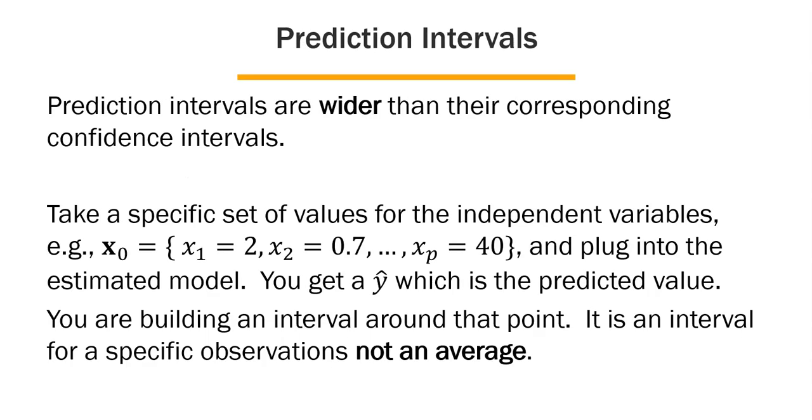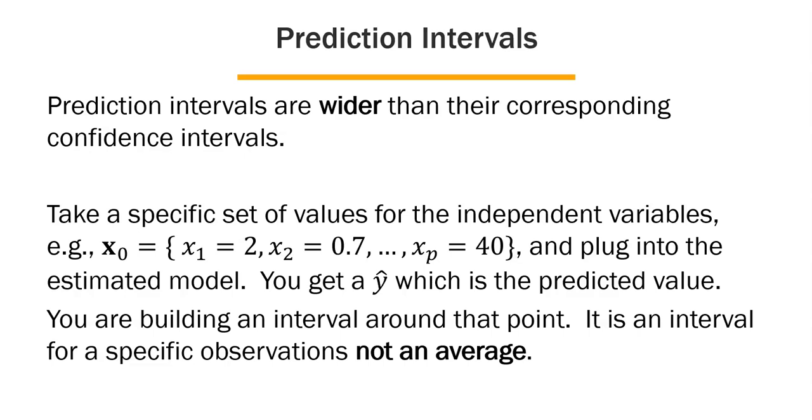So you've seen confidence intervals. Prediction intervals are wider than their corresponding confidence intervals. That doesn't tell you what it is yet, but we'll get there. So again, we're taking a specific set of values for the independent variables, just a set of numbers for the x or right-hand side variables. Plug that into the estimated model. You get a y hat. That's your predicted value.